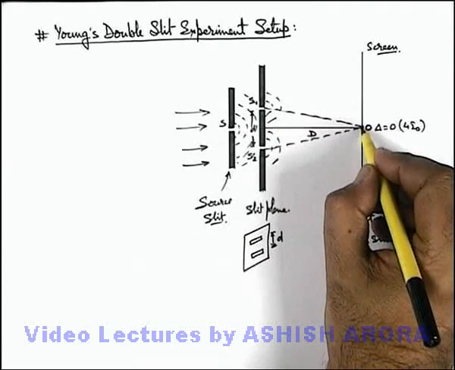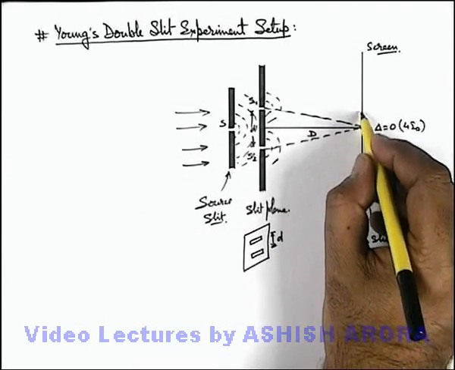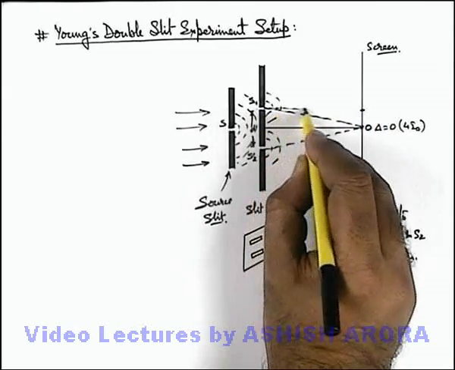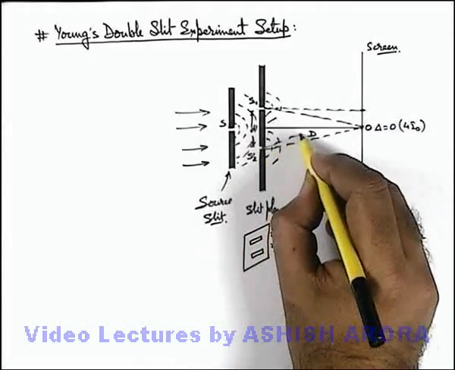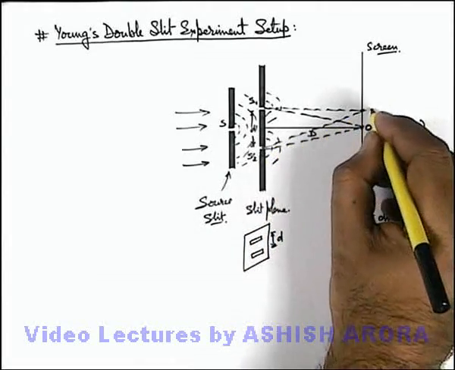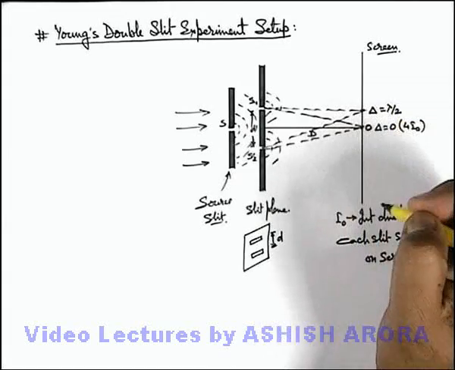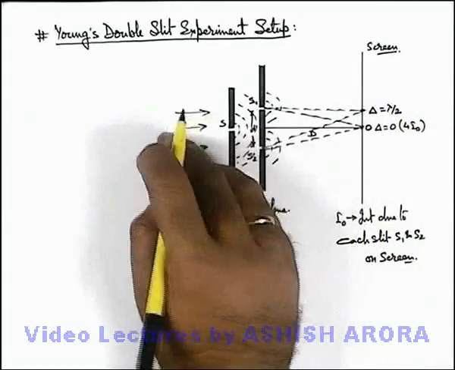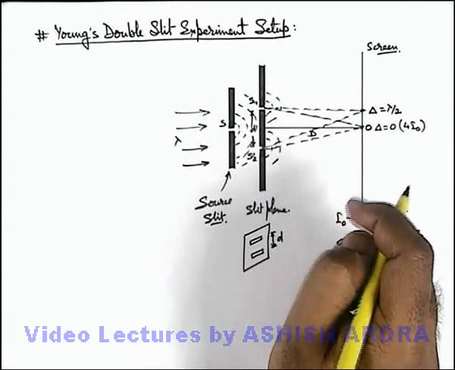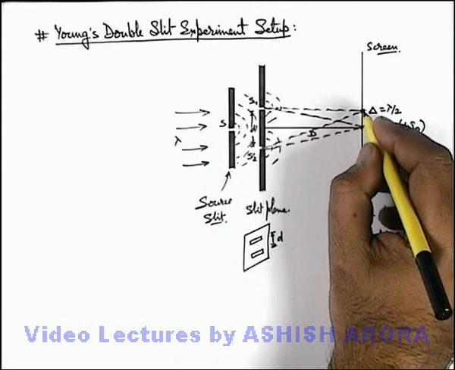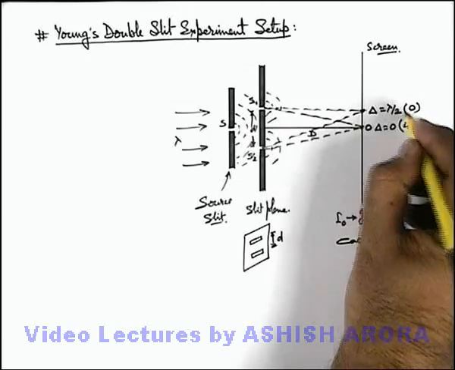If we move slightly away from the center of the screen, there will be a point where the path of S1 is less and that of S2 is relatively more, so the path difference will increase, and say it becomes lambda by 2. If lambda is the wavelength of the incident light, then at this point destructive interference will take place and the intensity of light will be 0.